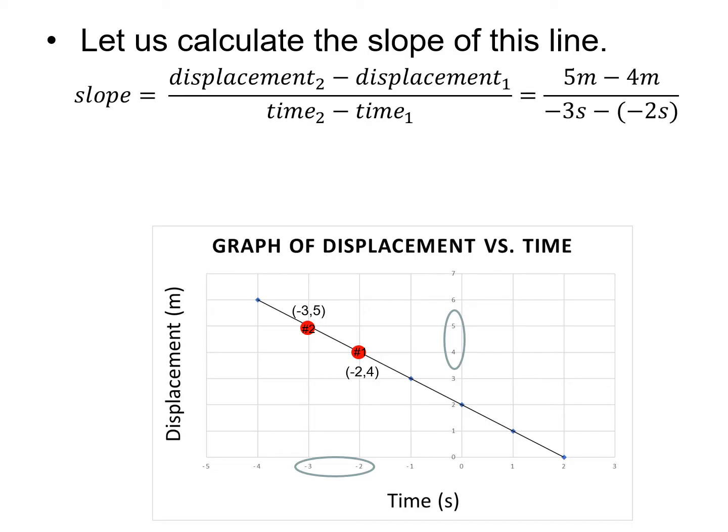So it's going to be 5 meters minus 4 meters. That's going to be along the displacement axis, the y. And then the times are -3 and -2. Now since it's a negative of a negative, that changes into a positive. So in the denominator, I'm going to have -3 plus 2, which is -1. And in the numerator, it's going to be +1. My units are meters and seconds. So my slope is -1 meters per second.